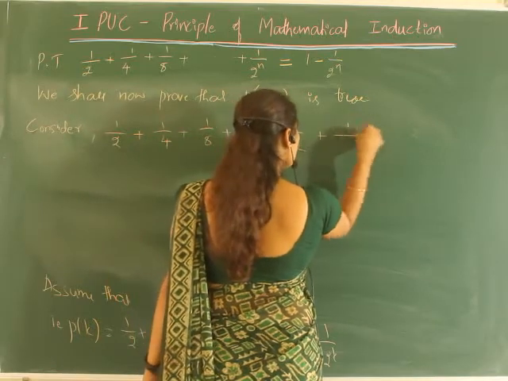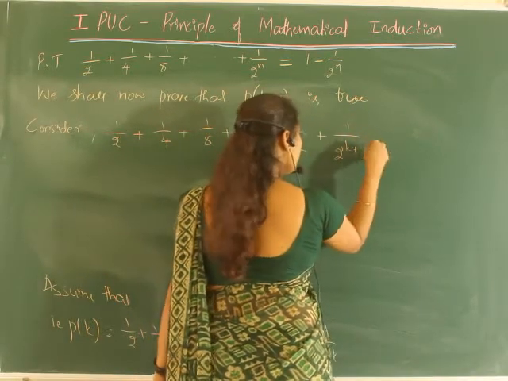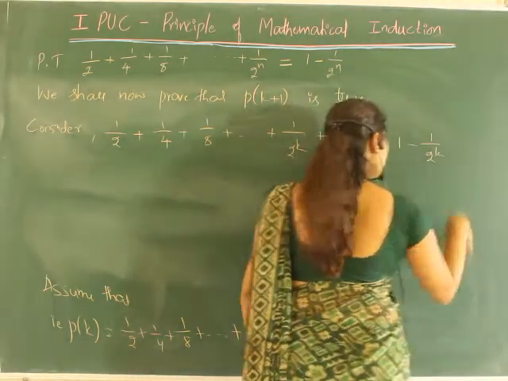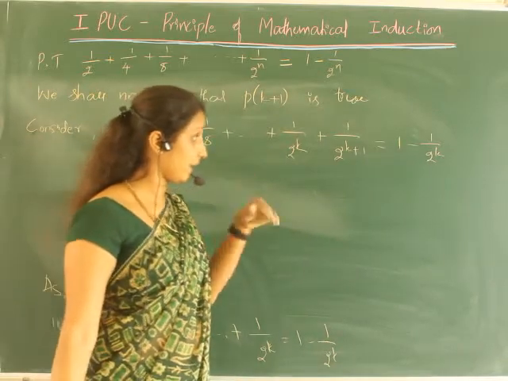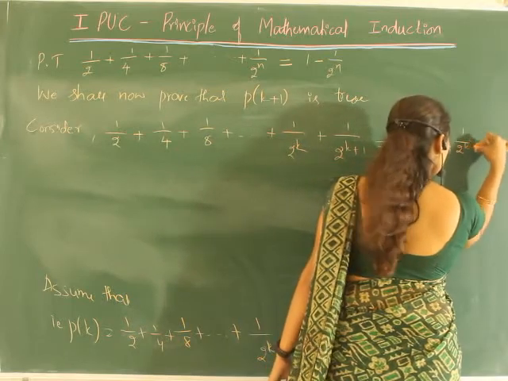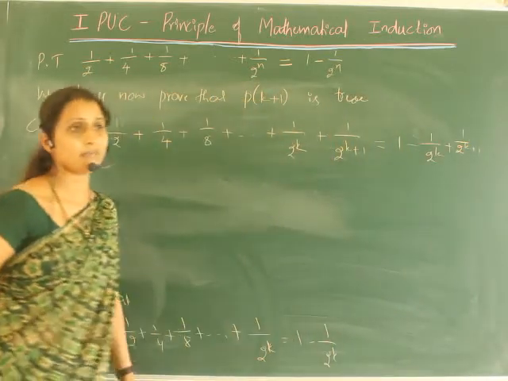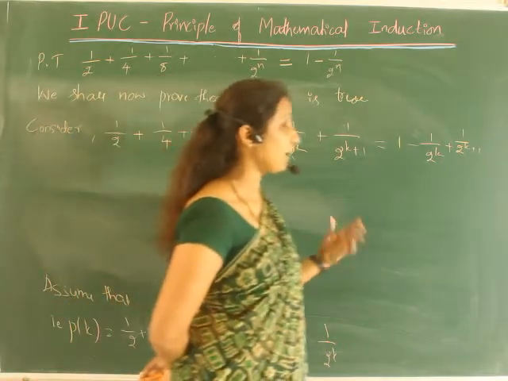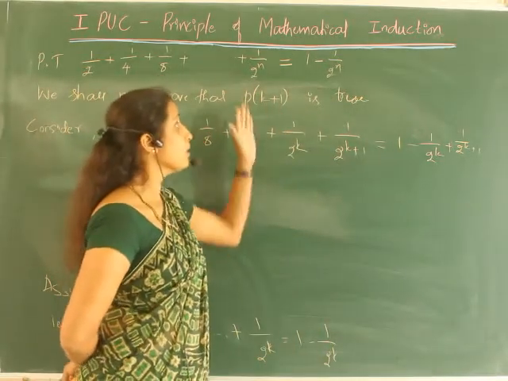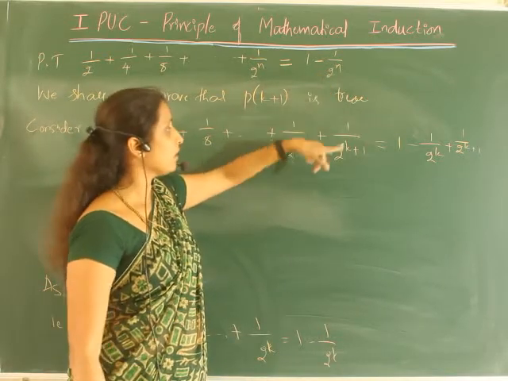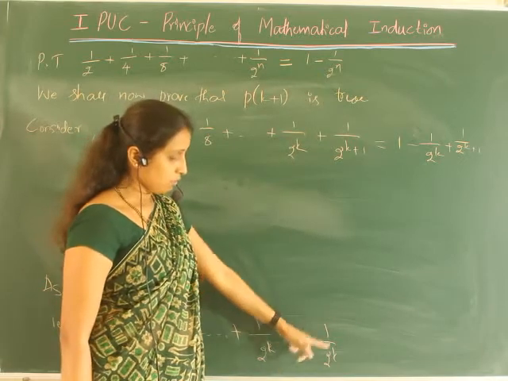So 1/2 + 1/4 + and so on up to 1/2^k plus 1/2^(k+1) is equal to 1 minus 1/2^k plus the extra term 1/2^(k+1), that we have to add on both sides. Now we have to simplify only the right hand side. Again, what is the answer we have to get? For n it is 1 minus 1/2^n. For k it is 1 minus 1/2^k.